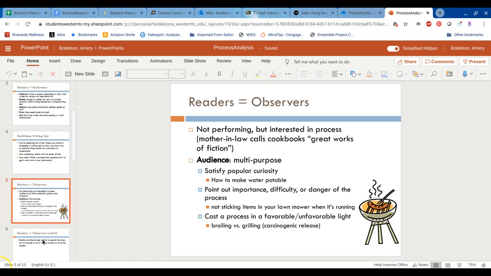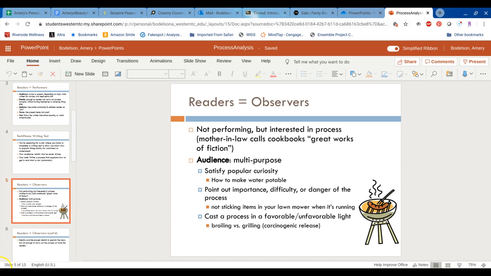When you have readers who are observers, you don't necessarily have to be as detailed because the assumption is they're not going to take your instructions and right away go do it. So maybe they're just curious about a process, they want to learn a little bit more about it, they want to read more about it before they actually perform it. So people who are observers don't need as much detail.